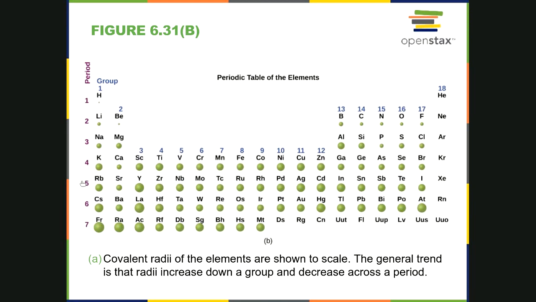and as you go from left to right, the size of the atoms gets smaller. Now, it's not perfect, okay? You'll see cases where sometimes the atoms get a little bigger, and that has to do with some of those weird, funky rules we talk about when dealing with the d and f orbitals. But as a general trend, you'll see the size of the atoms get smaller from left to right.